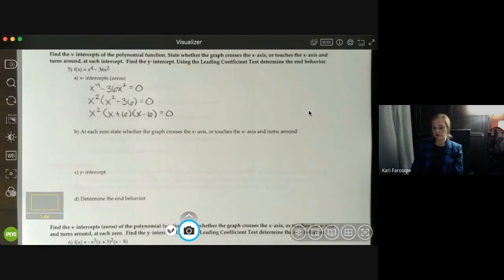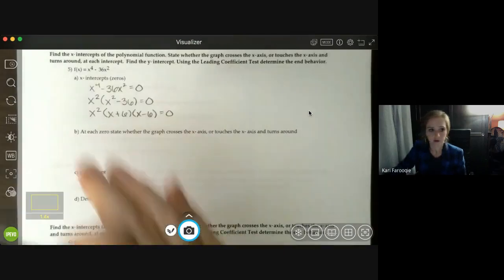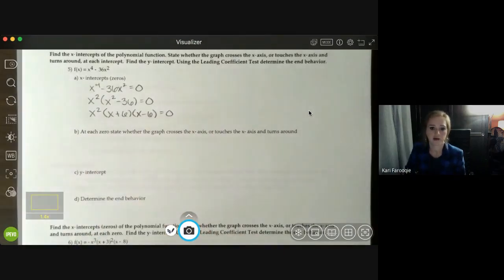And this, I think, is better as far as multiplicities are concerned also, to just completely factor it before you use the zero factor property. Does anyone have a question at this point?